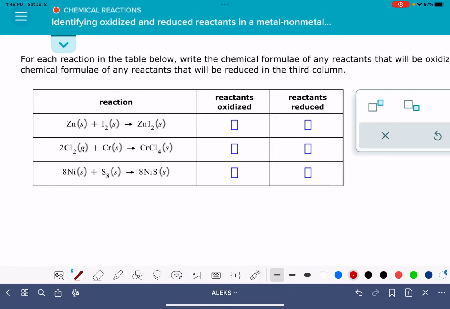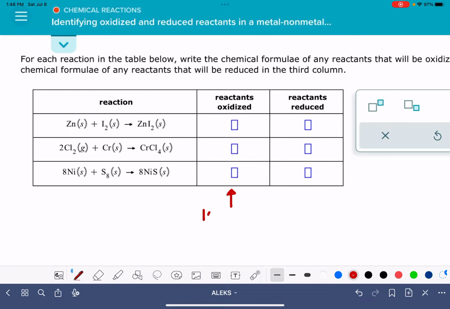In this video, I'll show you how to solve the ALEKS problem called identifying oxidized and reduced reactants in a metal-nonmetal reaction. In this problem, you have three chemical reactions and you have to identify which reactant is being oxidized and which reactant is being reduced. Let's start with some definitions.